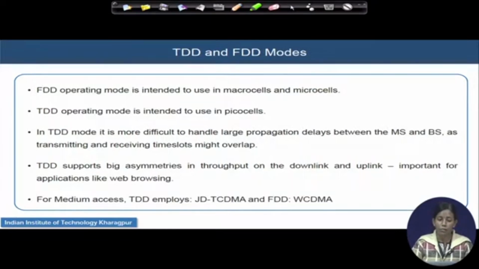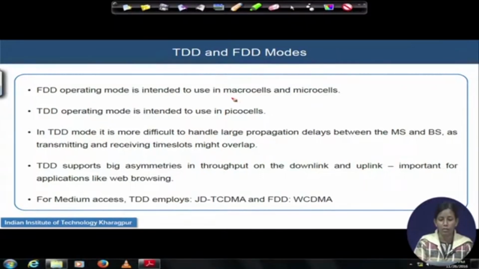So, where do we use FDD, where do we use TDD? If we try to see quickly, we will be able to visualize that the FDD operating mode was intended to be used for the macro cells and the micro cells. TDD was intended to be utilized in the pico cells. Remember one thing, if you have a TDD mode, it is very difficult to handle very large propagation delays between the mobile station and the base station. So, you cannot use the TDD mode in outdoor communications.